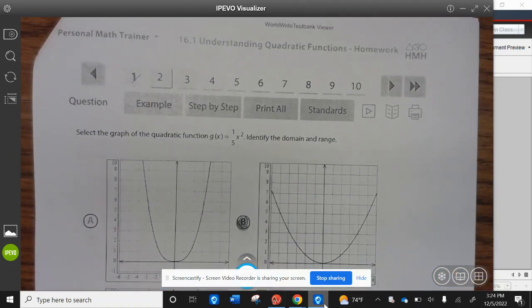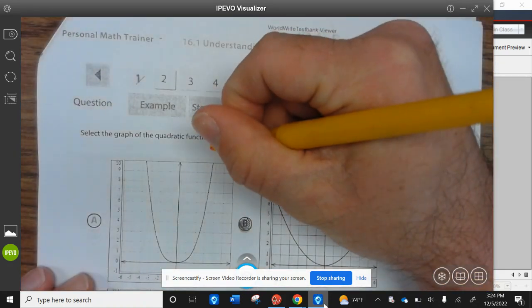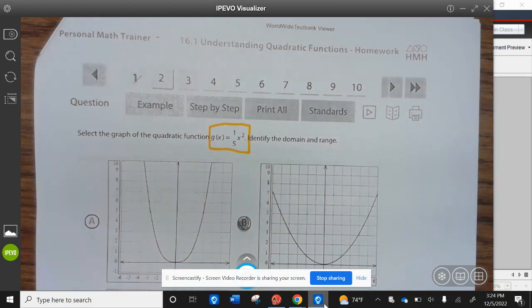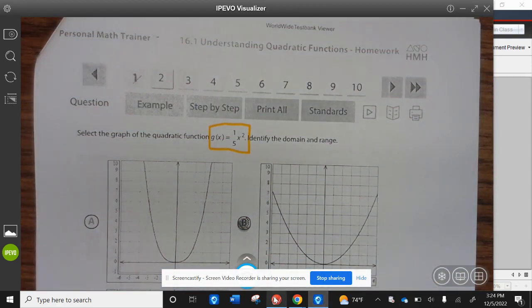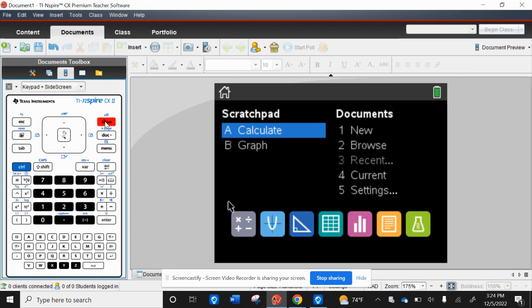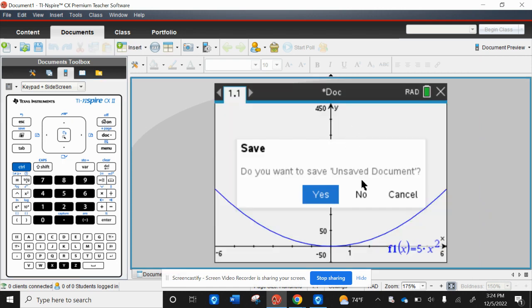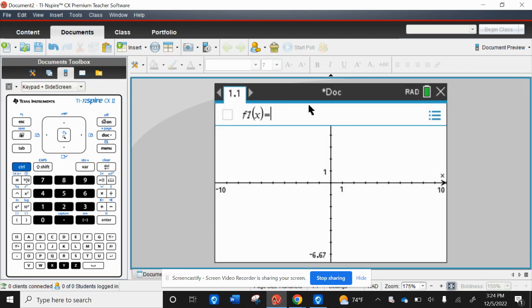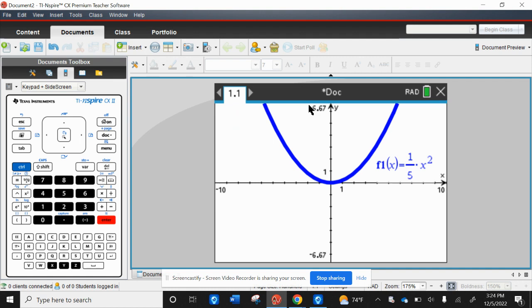Example 2. Again, we're going to graph this in yellow. We always want to start a new document. So, New Document, No, Add Graph. We're going to graph 1 divided by 5 x squared. And then we need to adjust the window.